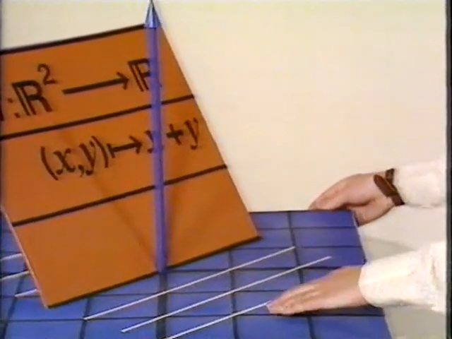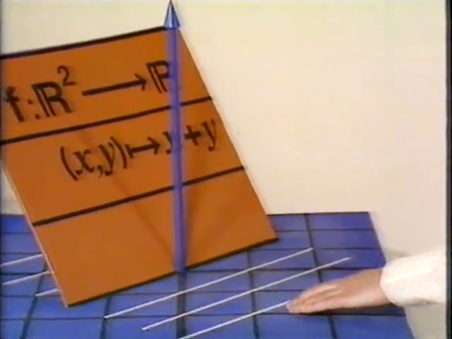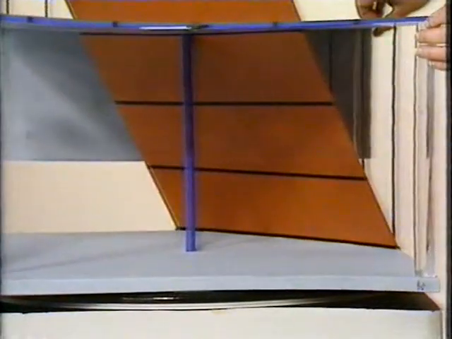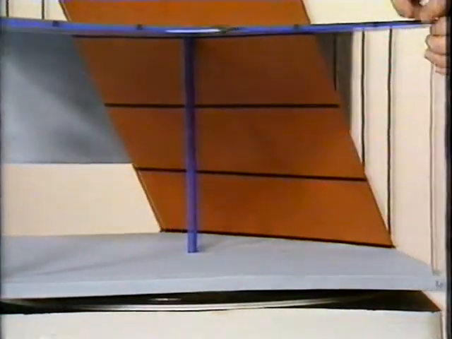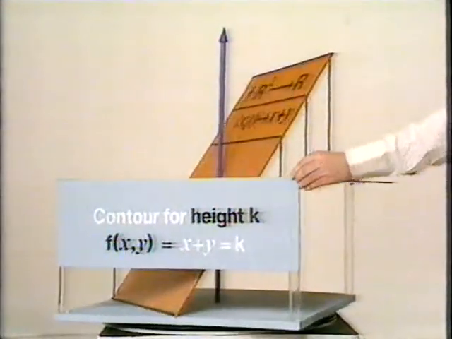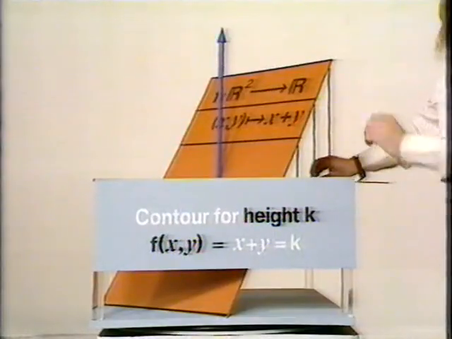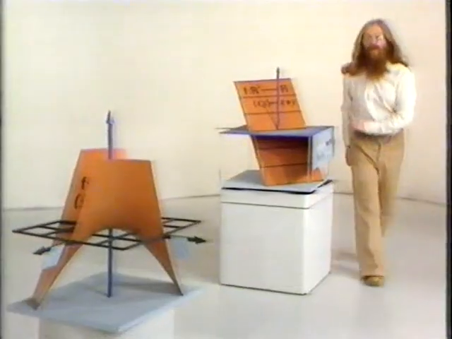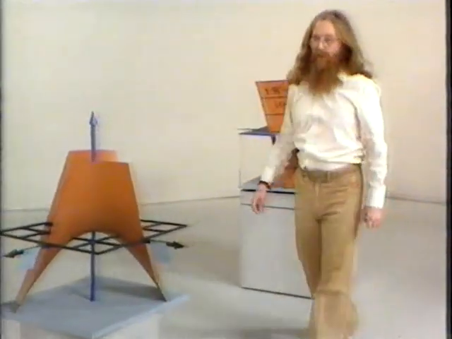And here, these contour lines correspond to negative height. So the surface continues below the xy plane like this. Well, this function added the coordinates to give x plus y. So let's have a look at the function that multiplies coordinates.